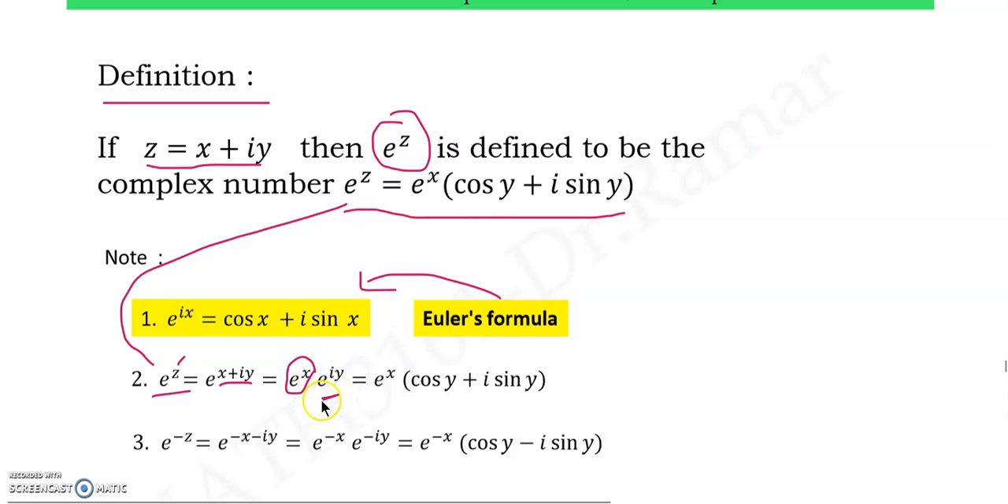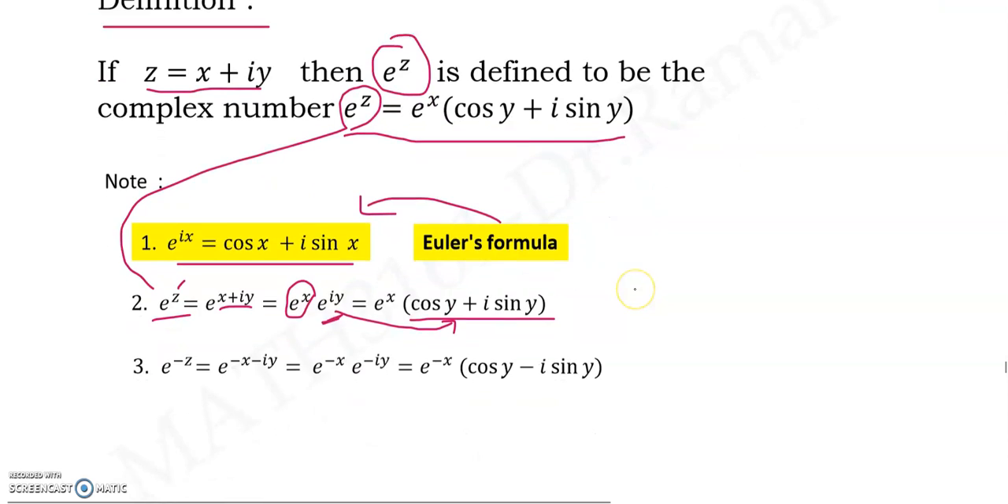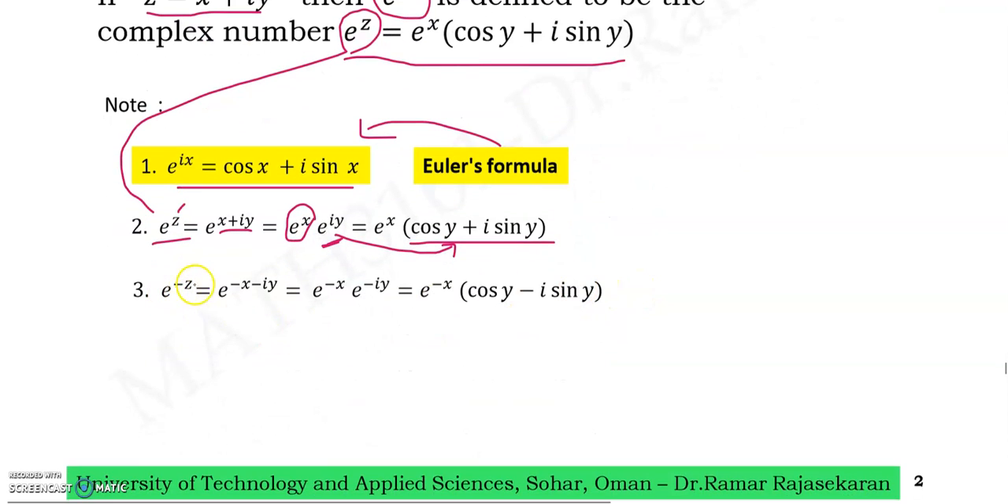Now here e power iy is nothing but, by Euler's formula, I can write e power iy like this: e power iy is nothing but cosine y plus i sin y. So that e power x multiplied by cosine y plus i sin y is the complex exponential form. So e power z is equal to e power x multiplied by cosine y plus i sin y. Okay. Now similarly, what is e power minus z equal to? Similarly, you do the same procedure, then you will get e power minus x cosine y minus i sin y.